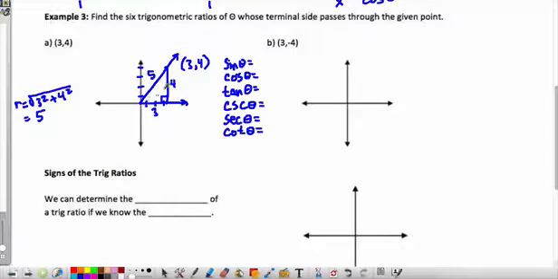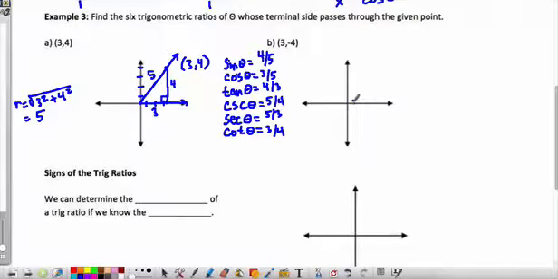So now sine is opposite over hypotenuse, so 4 over 5. Then cosine is adjacent over hypotenuse, and so on. You should be pretty good at this. And then when you get down here, you're just going to have the reciprocals of this above. All right, so now let's try this one.